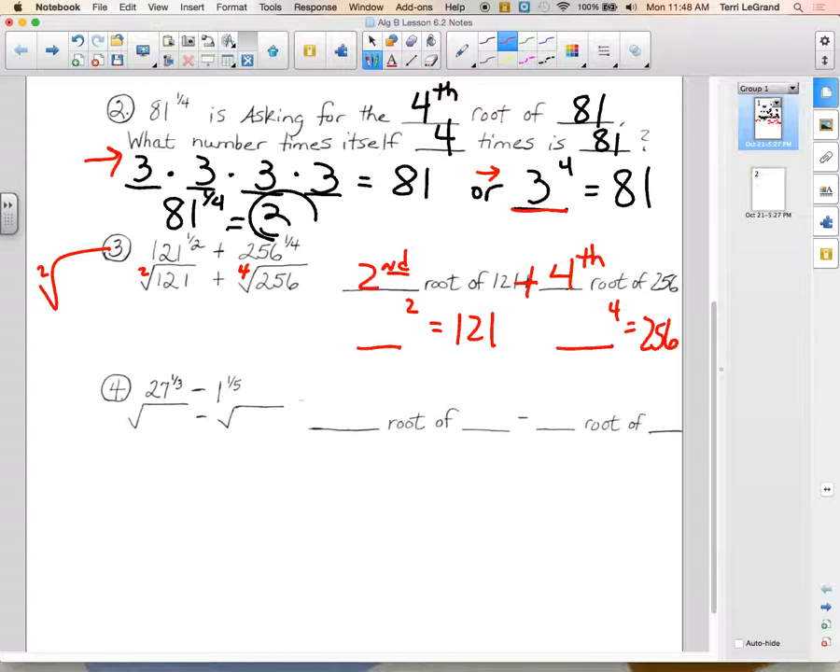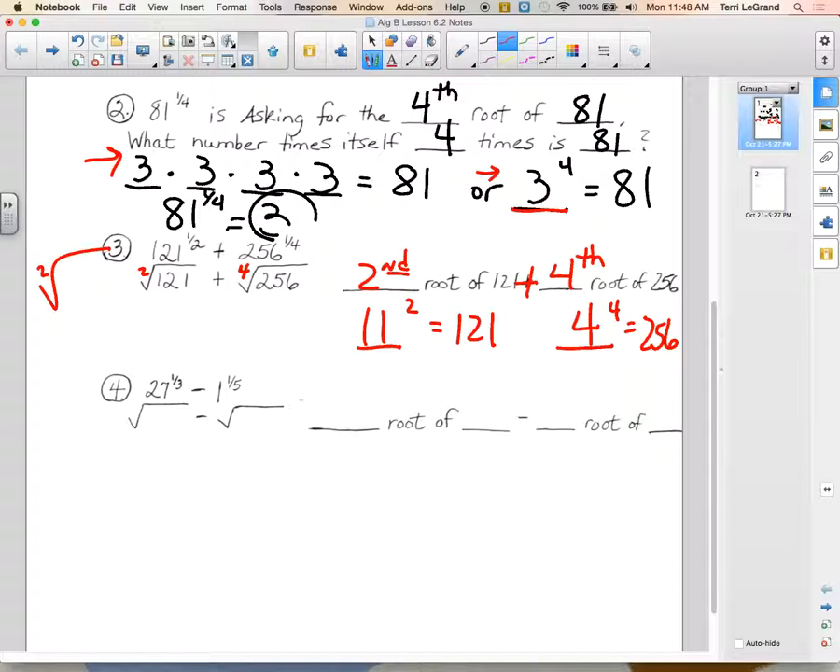Anybody know what times itself is 121? 11, yeah, it's 11. So 11 squared is actually 121. And what in your powers table to the fourth power gives you 256? 4. Everybody agree? Yeah. Is 4 to the fourth power 256? Okay.